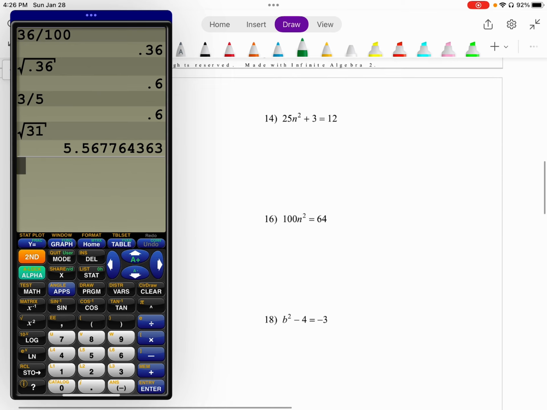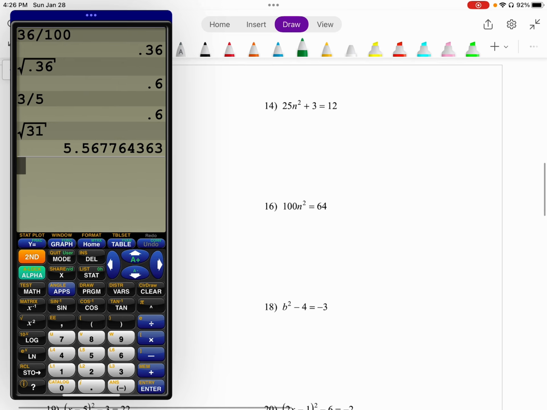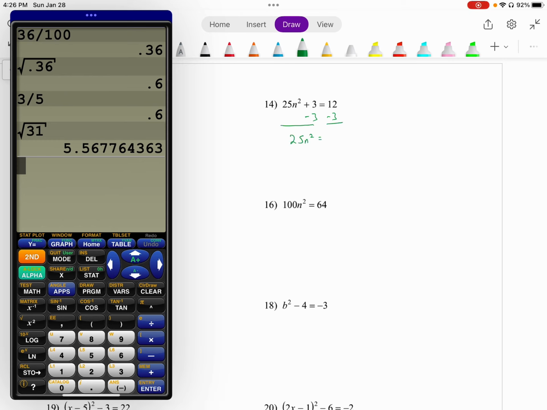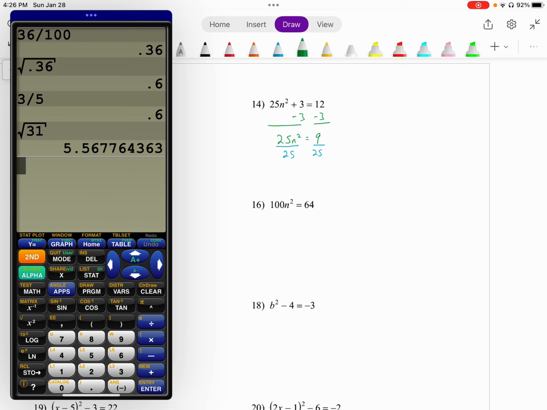Good, we get to some ones that have a little more meat to them on the back. So for number 14, once again, we want to isolate the square root first. So we're going to subtract 3 from both sides. You get 25 n squared equals 9. Then we want to isolate the n squared, so we'll go ahead and divide both sides by 25. You can go ahead and do 9 divided by 25 on your calculator if you want to. I usually just leave it, especially since both of these are perfect squares, so 9 over 25.